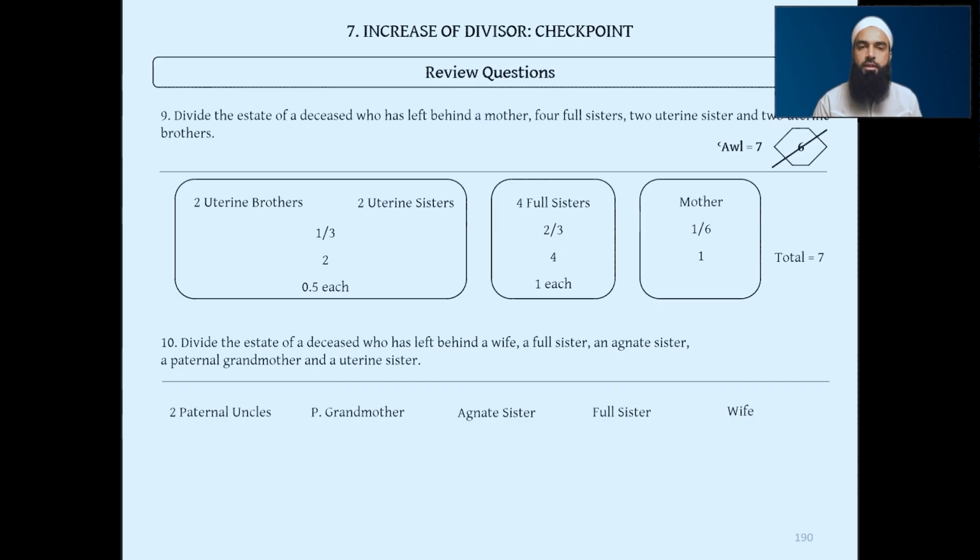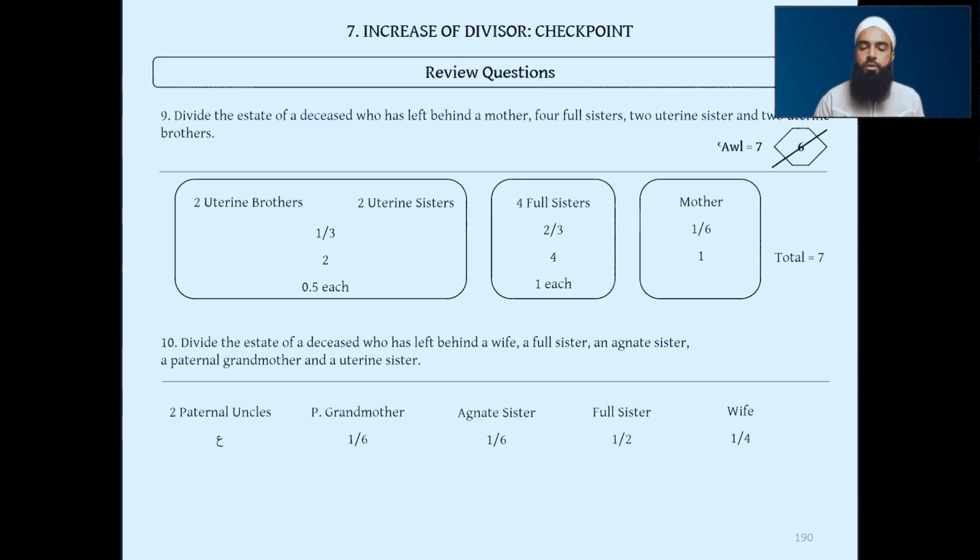Revealing the answer, the wife receives a quarter because there's no children. Full sisters get a half. Well, full sister, there's only one of her. And an agnate sister now gets the 1/6. So she will get 1/6 because of the one sister being there. The paternal grandmother gets her 1/6 share, and the paternal uncles will receive asaba, agnatic shareholders.